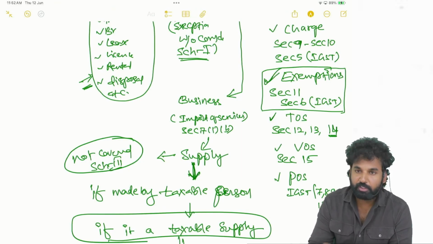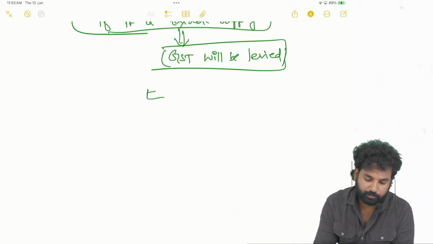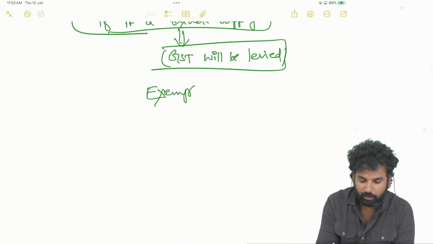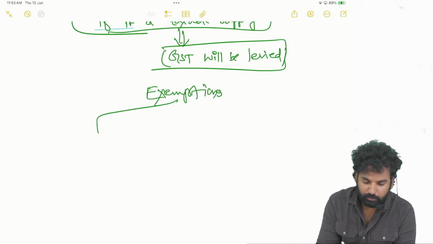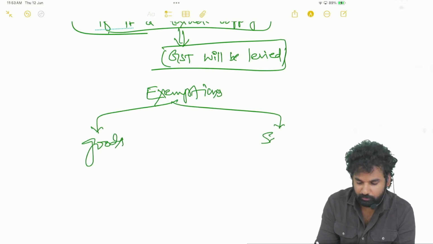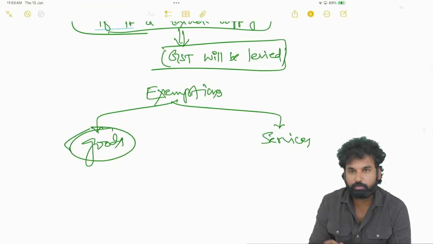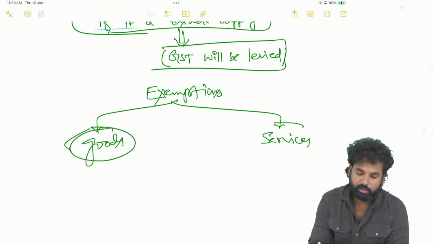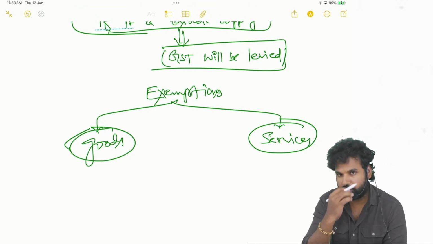Right. So with respect to exemptions, we have exemptions on goods and exemptions on services. Just for the sake of knowledge, we have to see goods. It is not in our syllabus. Just services exemption is only there.